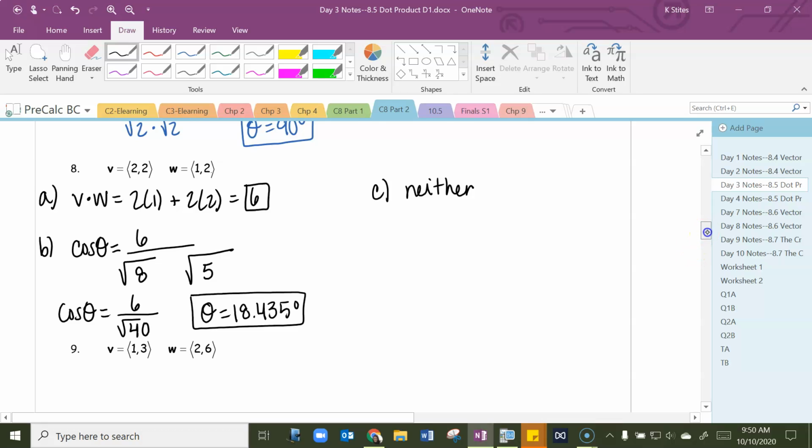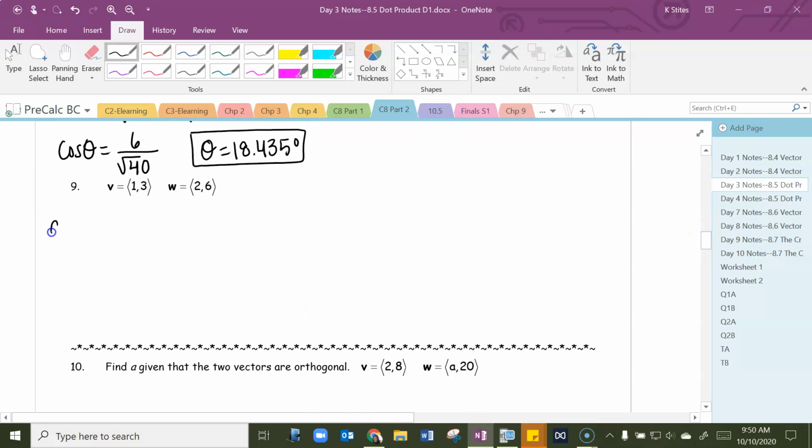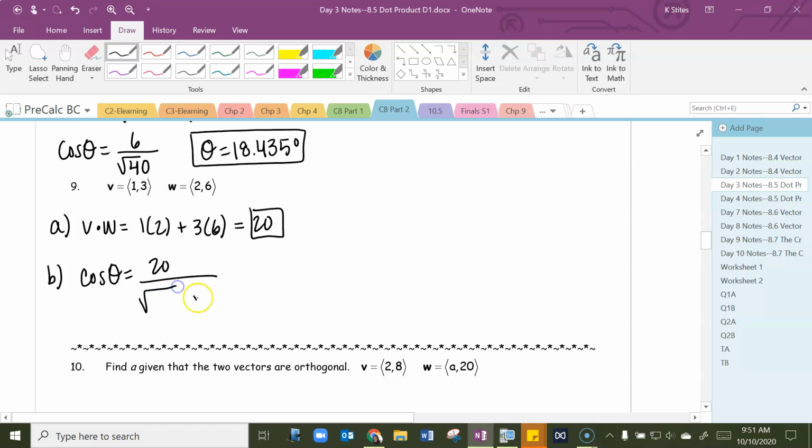All right, and last one of these. Let's find the dot product. V dot W, that's 1 times 2 plus 3 times 6, which is 20. B, the angle between the two vectors. Cosine of theta equals the dot product, that's 20, over the magnitude of each of our vectors multiplied together. So that's 1 plus 9, that's root 10. 4 plus 36, that's root 40.